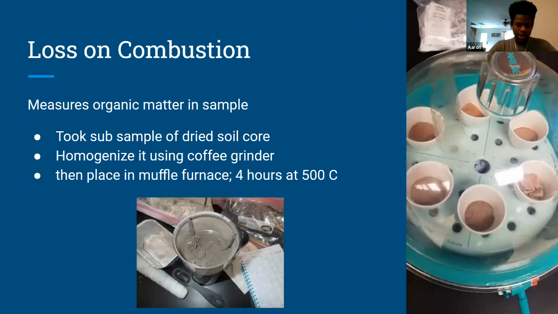And for the loss on combustion, pretty simple, just taking a subsample of the dried soil core, homogenizing it, breaking it down with the coffee grinder, and then placing it in a muffle furnace for 4 hours at 500 degrees Celsius.